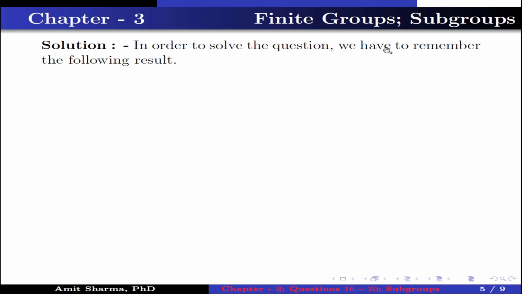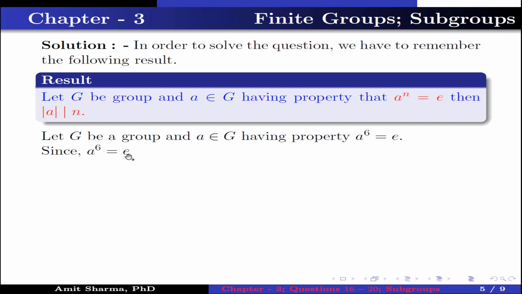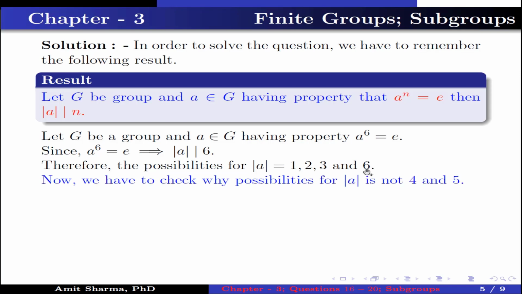In order to solve the question, we have to remember the following result. Result: let G be a group and a belong to G having the property that a to the power n is the identity, then the order of a divides n. Let G be a group and a belong to G having the property a to the power 6 is equal to the identity. This implies the order of a divides 6. Therefore, the possibilities for the order of a are 1, 2, 3 and 6.